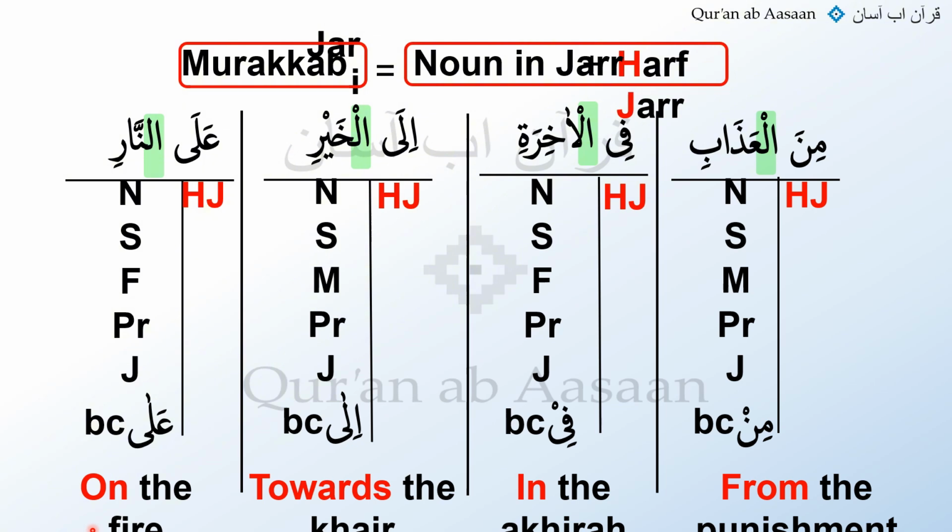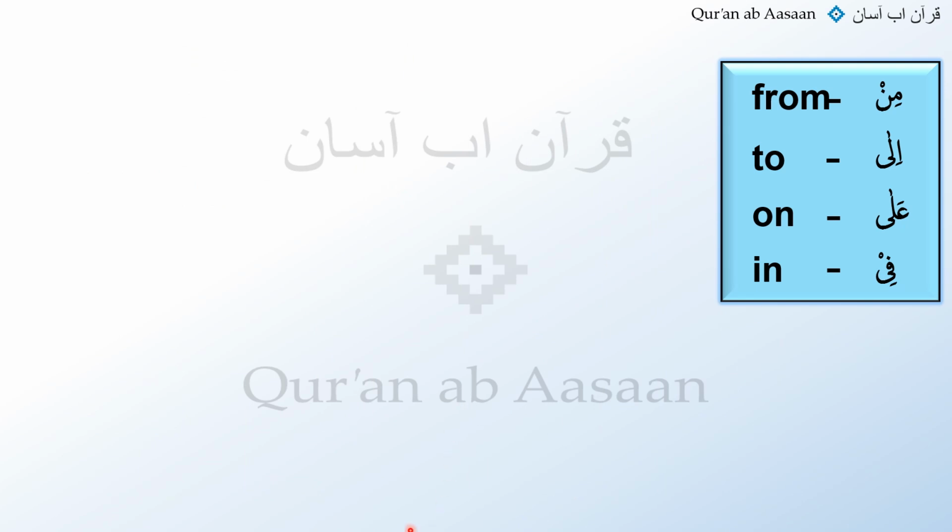Okay, alrighty. Minal azabi, here we see this is how we're gonna underline it red. You see, minal azabi, we are quite clear. It is a murakkab jari, a harf jar followed by a noun in jar. And then fil akhirati is also murakkab jari. They all are murakkab jaris. We've already established that. And we will be underlining them red. Excellent. Okay, let's try doing another example.